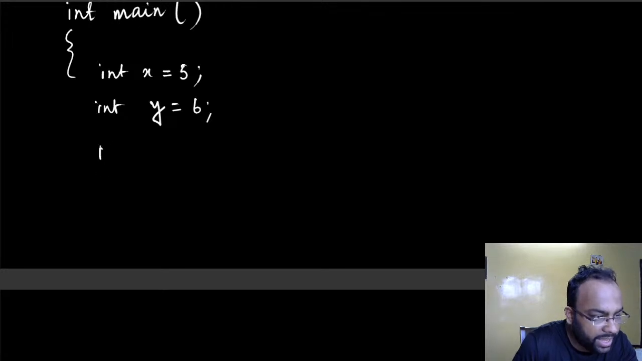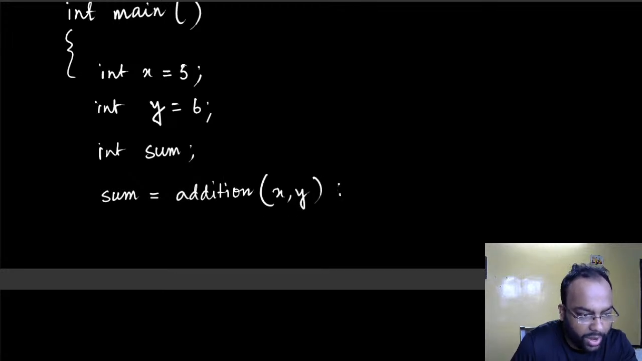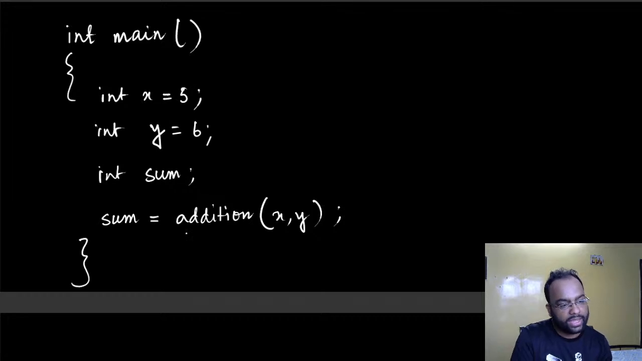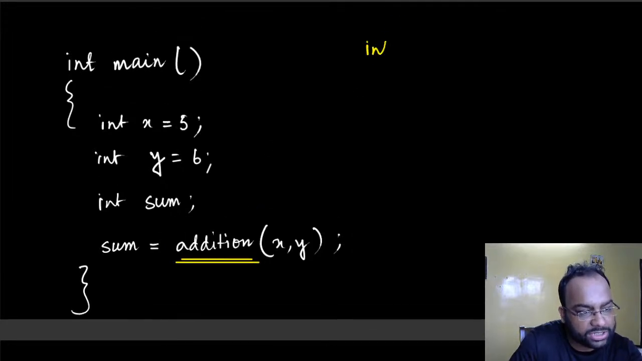So I'm saying int sum. I'm going to call a function. The name of the function is addition, and I shall pass these two variables x comma y. Okay, and that would sum these two numbers. Now of course what I'm doing here is that I'm calling a function that resides outside the main function. So for example, in this particular case, I shall have a function that looks like this: int addition.